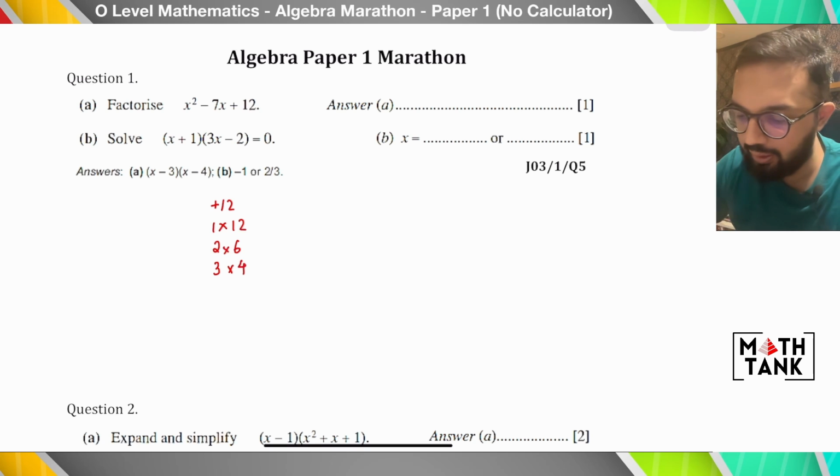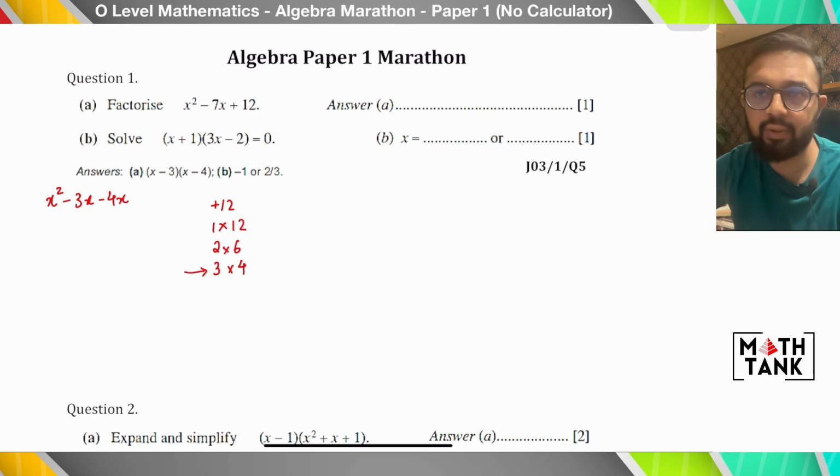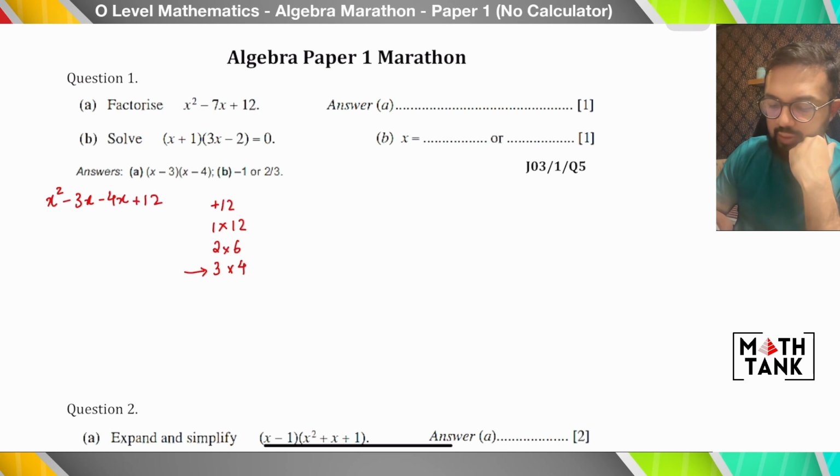So what I'm going to do is I'm going to pick up 3 and 4 and say that this is x squared minus 3x minus 4x. Because I need a minus 7, I will have to decide the signs myself. I cannot take the signs on the go. I will have to decide them based on the numbers that I have. So plus 12. Then I make them into pairs and factorize.